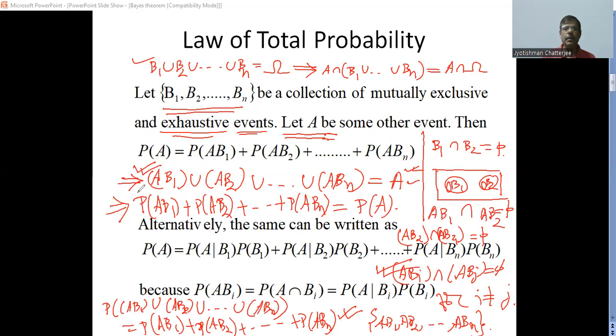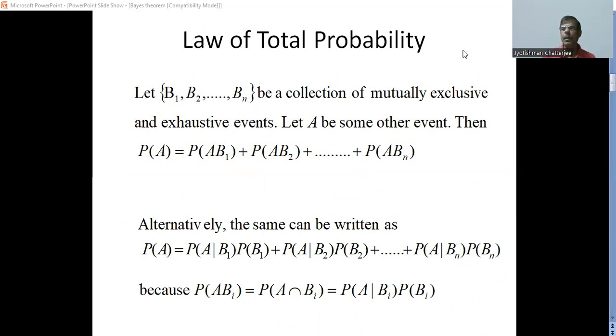So you have got this formula, and that's precisely what we had to prove. Hence the proof of the law of total probability. Let's go to the next slide now.